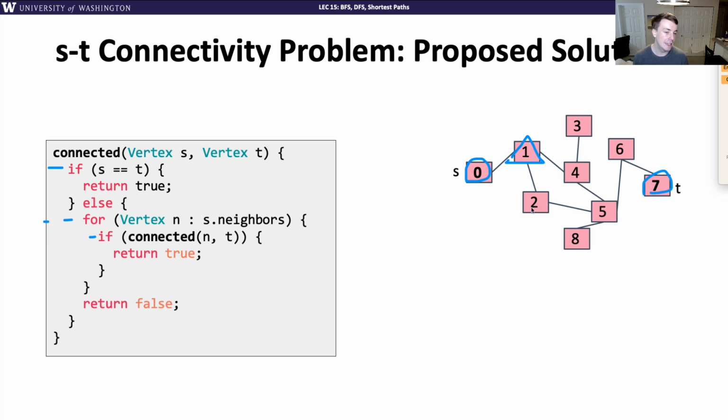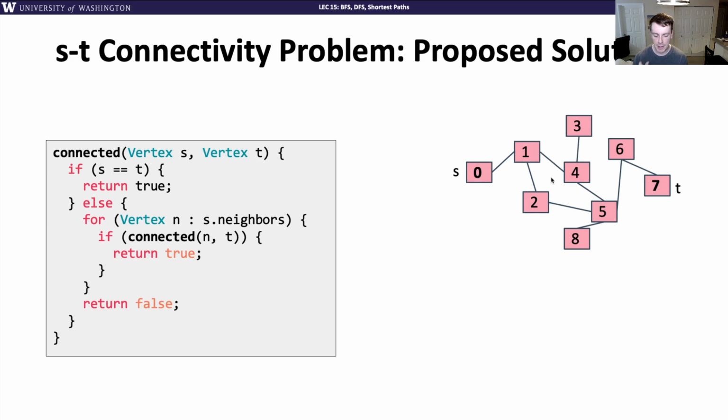So it's going to go ahead and say, suppose it chose 2 as the next neighbor. It's going to run connected 2 and 7 all the way through before coming back and then trying connected 4 and 7. So this is kind of a description of this algorithm.